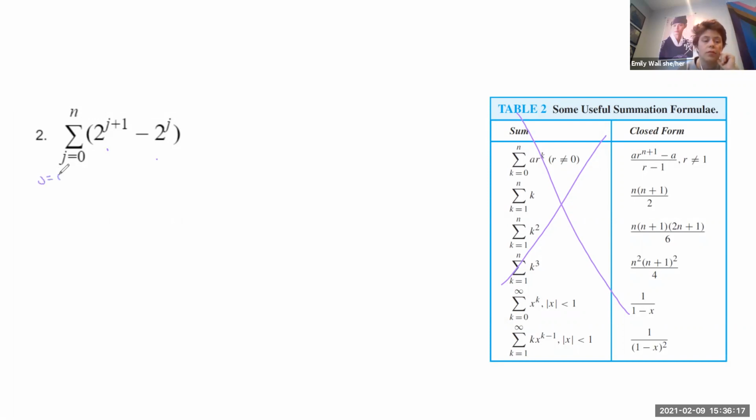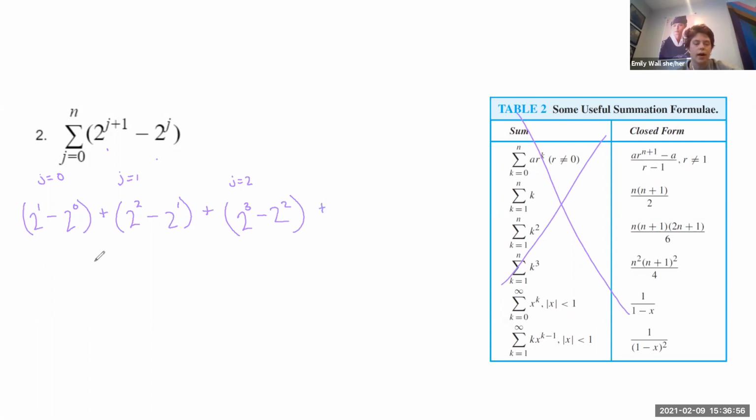So for j equals 0, I like to write which index I'm using so I keep track. So we get 2 to the 0 plus 1 minus 2 to the 0. For j equals 1, we get 2 to the squared minus 2 to the 1. And for j equals 3, we get 2, oh, I skipped one. j equals 2 is the next term. We get 2 cubed minus 2 squared. Okay, this feels like enough terms in this direction.